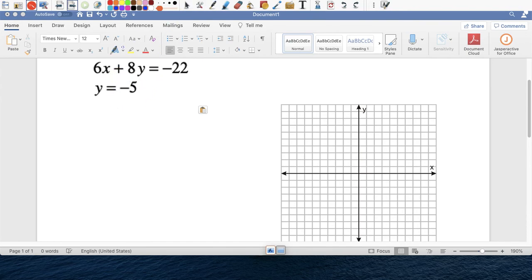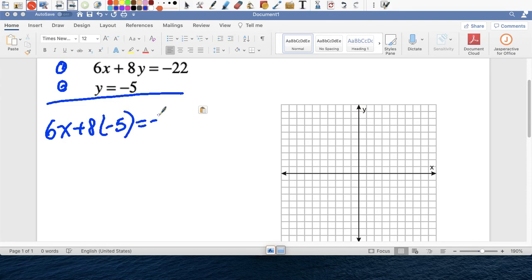So again, call this equation 1, equation 2. So I'm going to take that from equation 2, plug it in equation 1. So I get 6x plus 8 times -5 equals -22. We can multiply that, right? So 6x minus 40 equals -22.